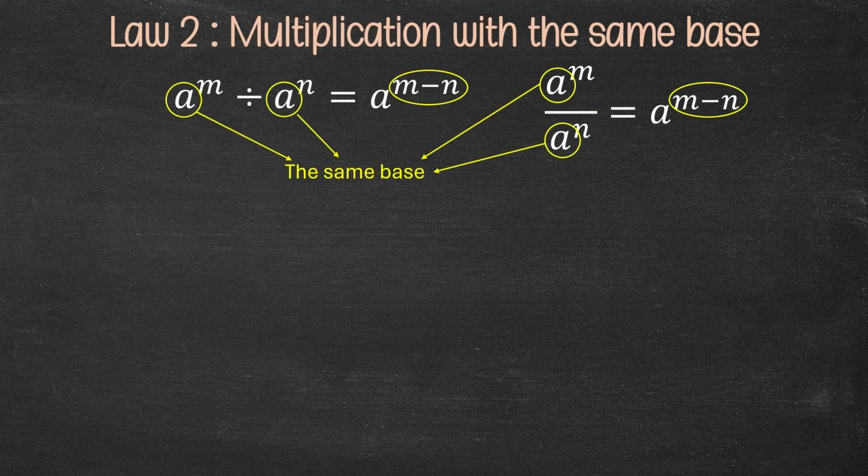Again, let's see why this works. Look at this example. We've got a to the power of 5 divided by a squared. Just a reminder, it can be written in both ways.